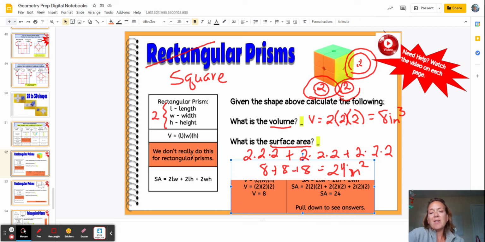Remember, we don't really do lateral area for rectangular prisms. We could, it would just be those 4 faces without the top and the bottom.